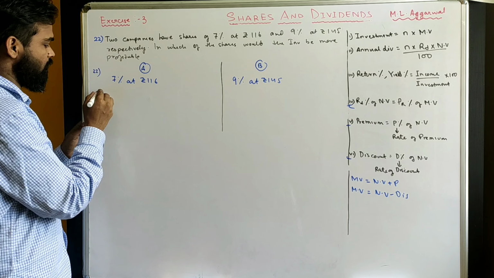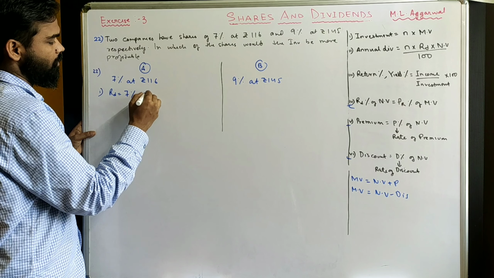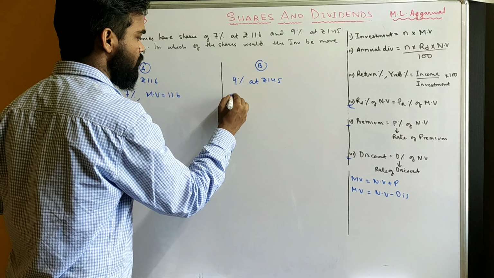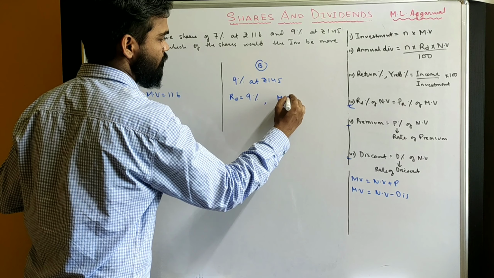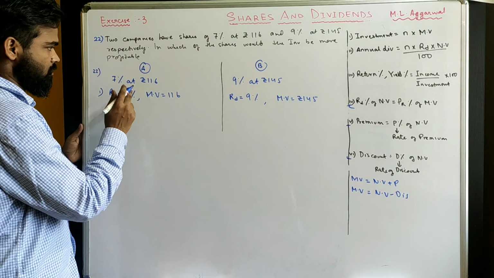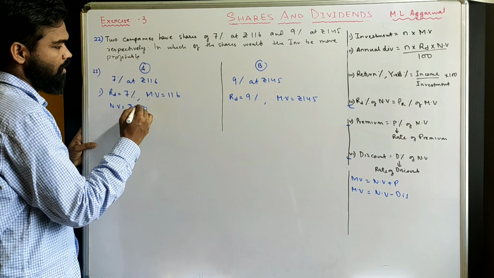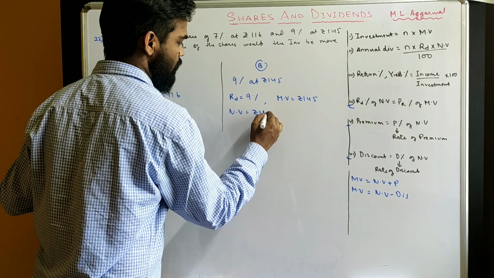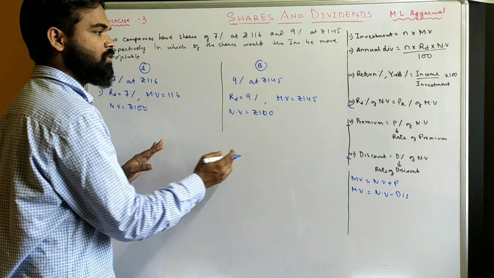Now, see what is given to us. Rate of dividend is 7%. The market value is 116. Here the rate of dividend is 9%. And the market value is rupees 145. In these cases, the nominal value we can take as rupees 100 when it is not given, okay? Now, try to find the return percentage in both the cases.